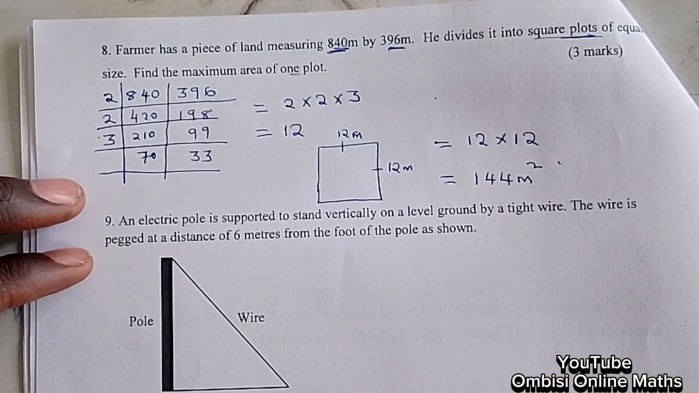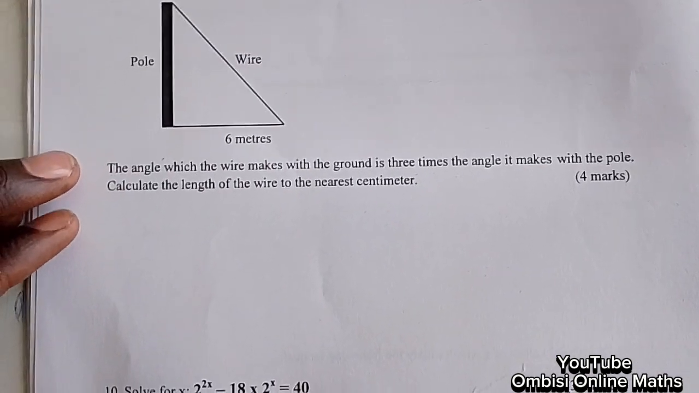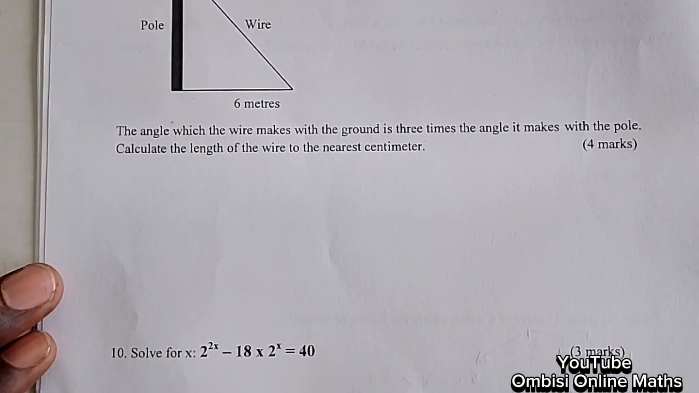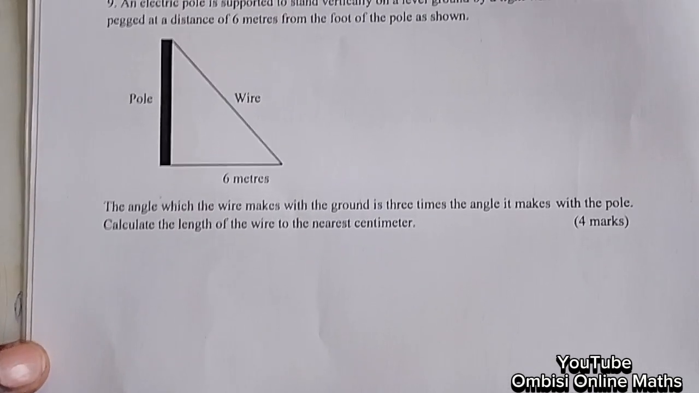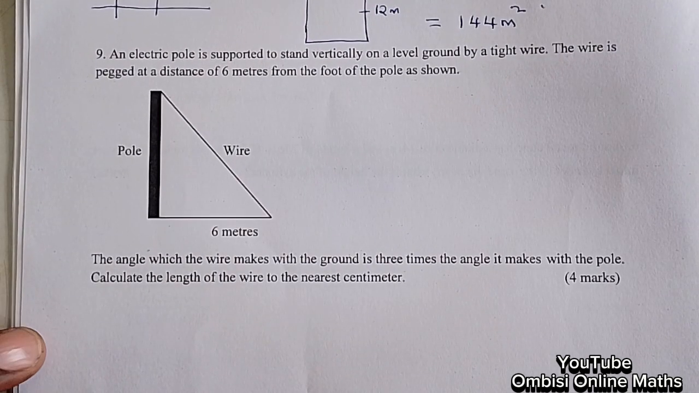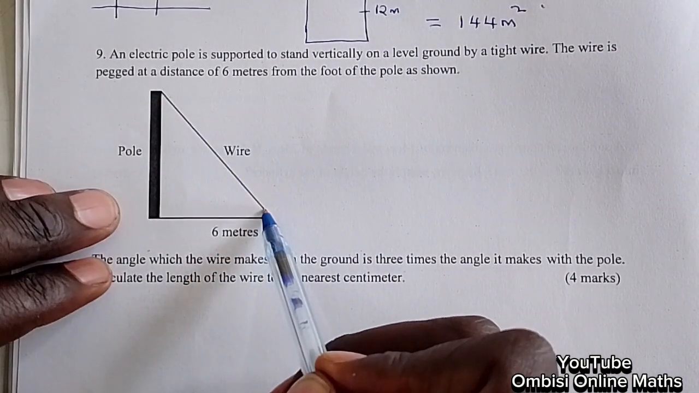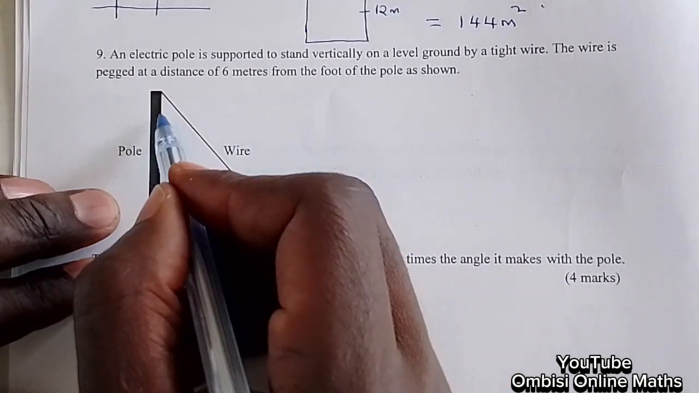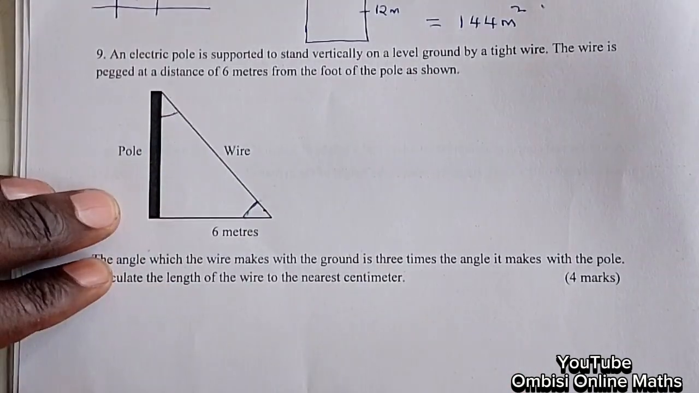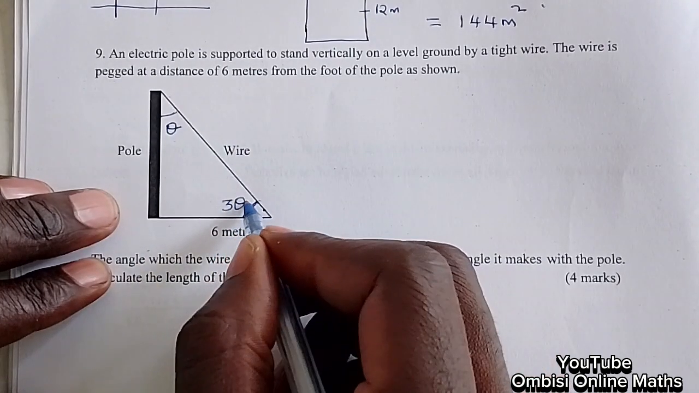That is the area of each plot. Now, next question is on trigonometry. It says that there is a pole, an electric pole, that is supported by a wire. They're saying that the angle it makes with the ground is 3 times the angle it makes with the pole, which means if it is theta, this one is going to be 3 theta.